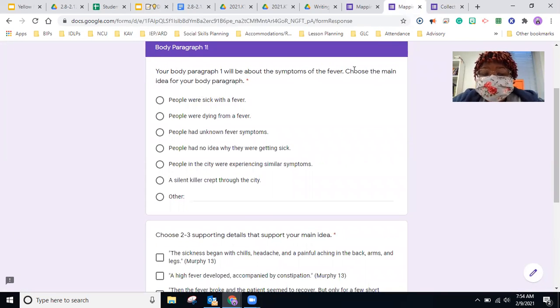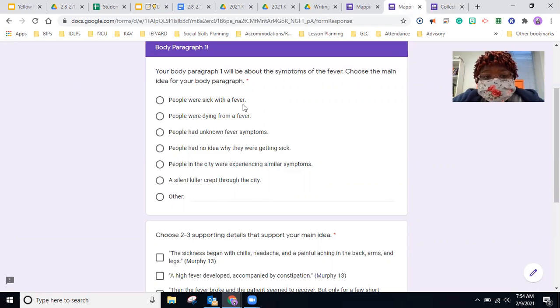So I want you to choose a main idea for your body paragraph. Remember, our main idea supports our central idea. It's what we're really going to be talking about in our first paragraph. You can choose any one of these as your main idea. Remember, we're talking about the symptoms. So you can choose any one of these because they all kind of relate to the symptoms, or you can write your own. Here are some examples.